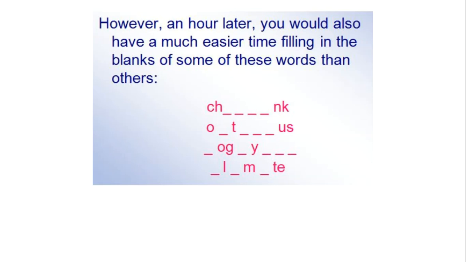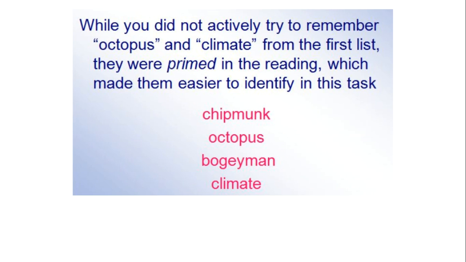And so we take a look at these blanks here. Maybe you might identify something from what we previously looked at. And then I show you some of these items. So while you did not actively try to remember octopus and climate, you were primed in the reading, which made it easier for you to identify this task.